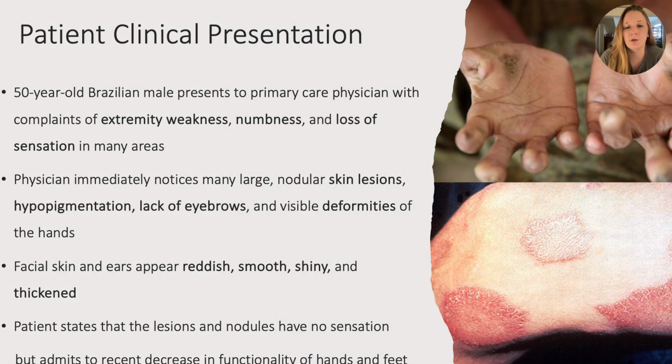The patient clinical presentation is that of a 50-year-old Brazilian man who presents to his primary care doctor with minimal complaints, but complaints of extremity numbness, weakness, and loss of sensation in multiple areas. The physician immediately notices many large nodule skin lesions, hypopigmentation, a lack of eyebrows, and also visible deformities of the hands. The facial skin also appears reddish, smooth, tight, shiny, and thick.